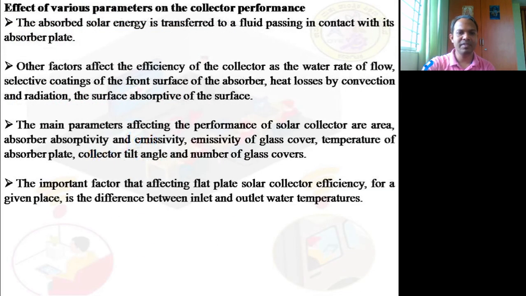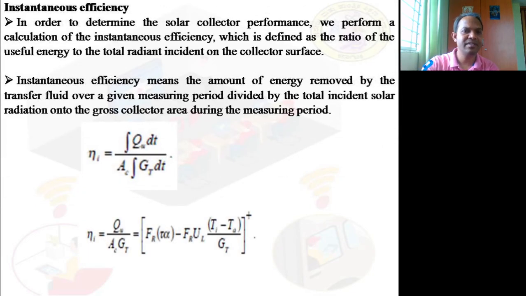Now let us talk about instantaneous efficiency. Instantaneous efficiency is the immediate conversion, at that particular time, of the solar energy into thermal energy or useful work. That is what we call the instantaneous efficiency. It is given in order to determine the solar collector performance. We perform a calculation of the instantaneous efficiency, which is defined as the ratio of the useful energy to the total radiant energy incident on the collector surface.